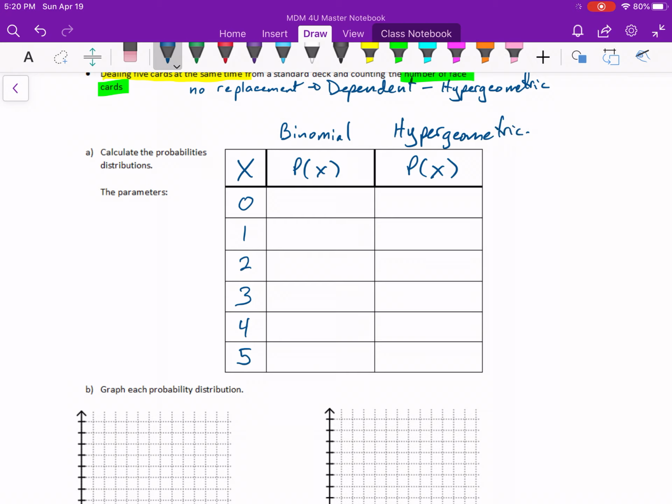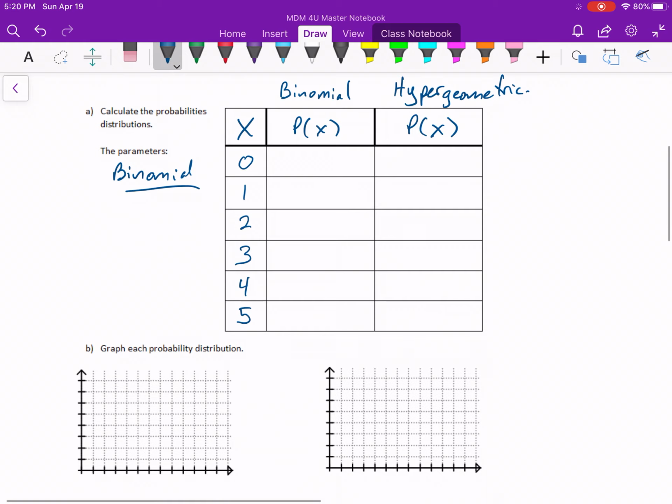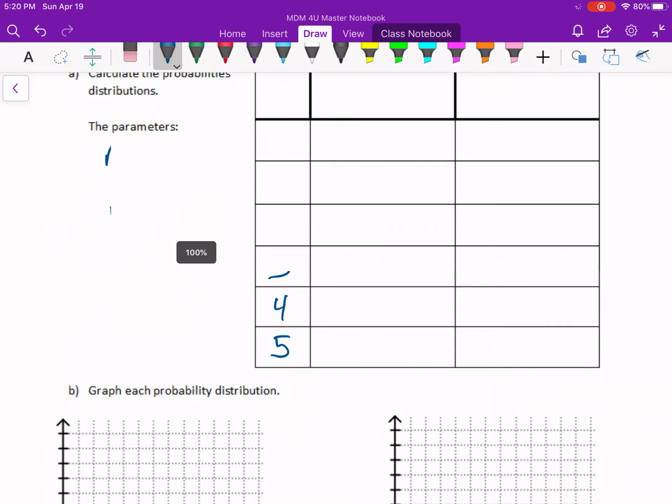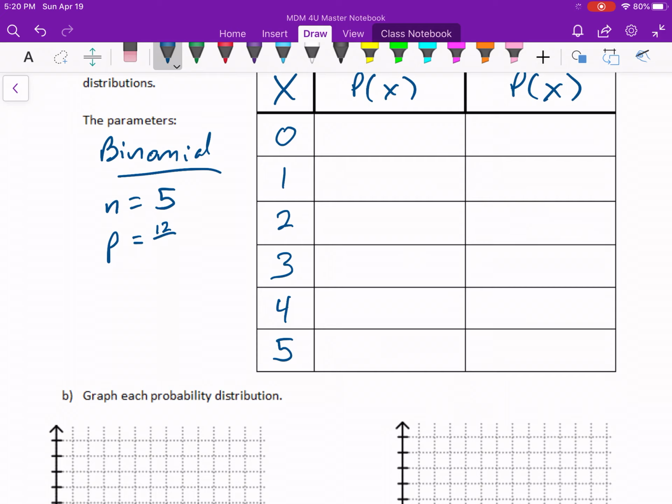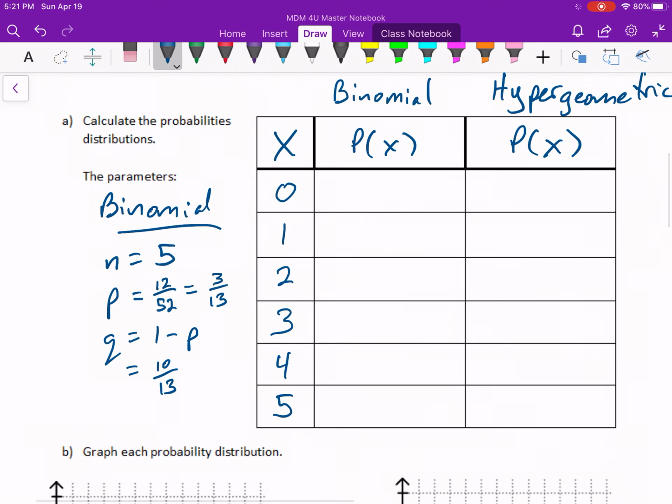So the parameters for the binomial one, we need to know X, of course, but we also need to know n, which is the number of trials. 5 cards dealt means 5 trials. p is the probability of success. There are 12 face cards in a deck out of 52. We can reduce that to 3 over 13. q is the probability of failure. It's always equal to 1 minus p. So 1 minus 3 over 13 equals 10 over 13. Those are our parameters for the binomial distribution.